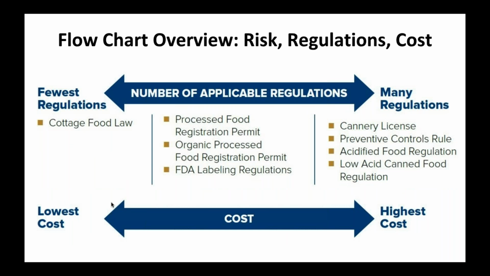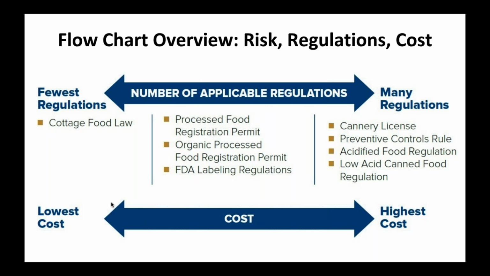Okay, so this is, again, think about those lists of foods we talked about and their risk. So on the far left, if we had a low risk food, those are going to have the fewest number of regulations that apply in terms of production. So most of those low risk foods that I gave as examples are going to fall under the Cottage Food Law. So you would be able to produce those types of foods in your home kitchen if your annual sales were less than $50,000.